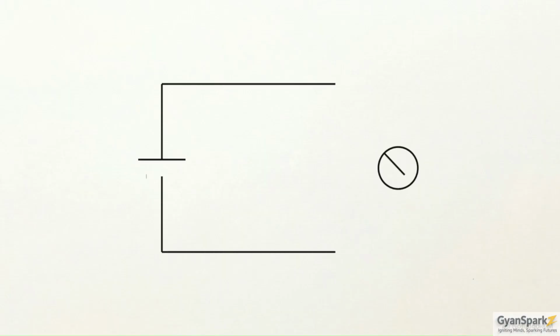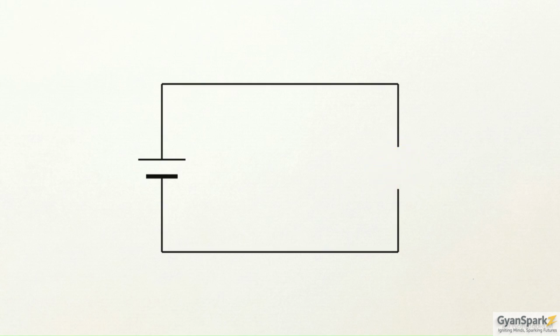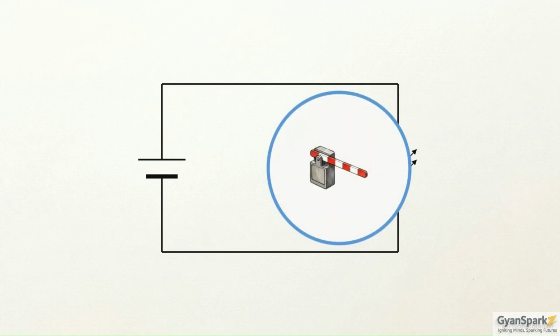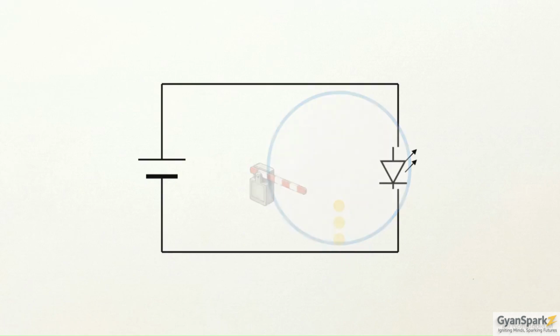Let's swap out our standard incandescent bulb for an LED, a highly efficient light source. The standard bulb symbol disappears, and the LED symbol takes its place, showing two distinct wires. Here is the critical rule for LEDs. Unlike standard bulbs, which allow current to travel in either direction, an LED acts like a one-way gate. Electricity can only pass through it in one specific direction.